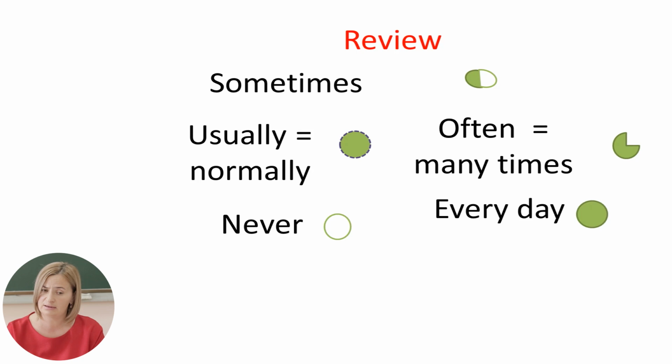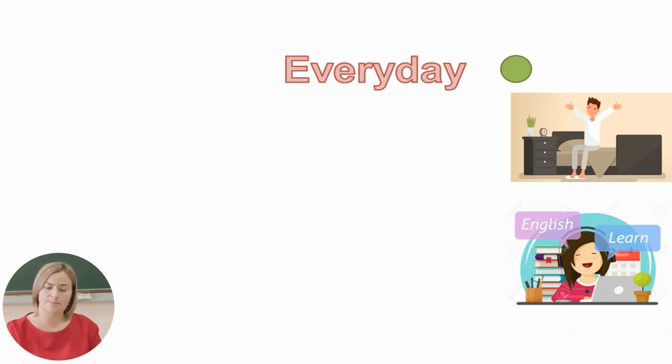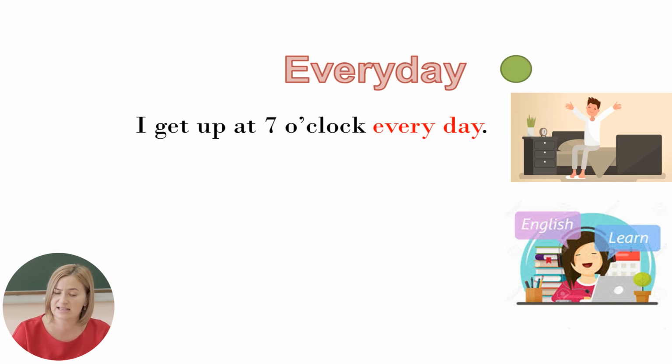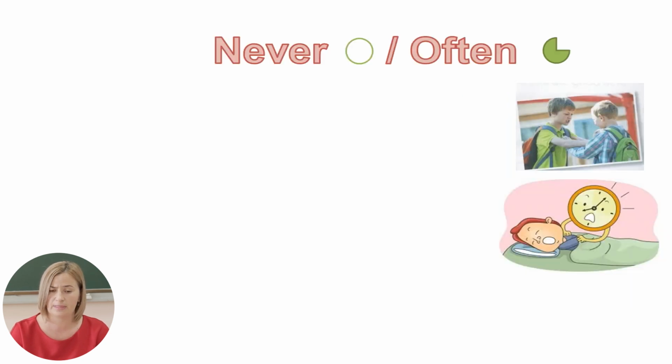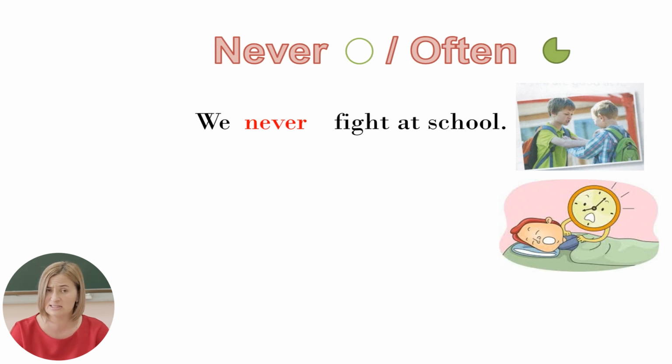And those words are sometimes, usually, that shows something normally we do, never, often, shows what we do many times, every day. And as you remember, every day can be used either at the end of the sentence, I get up at 7 o'clock every day, or at the beginning of the sentence, every day I study English. Never and often are used in mid-position. We never fight at school. Sandy often oversleeps.